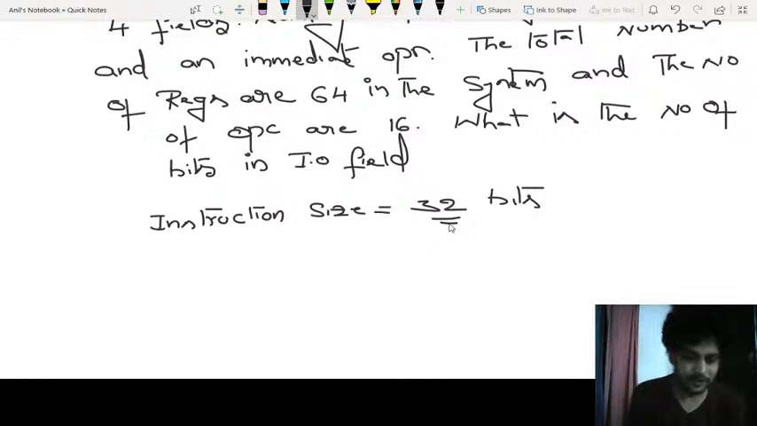Okay, instruction size is equal to 32 bits. Now, if you come across any such kind of question, I request you to draw a block diagram of an instruction. How do we do it? Very simple.